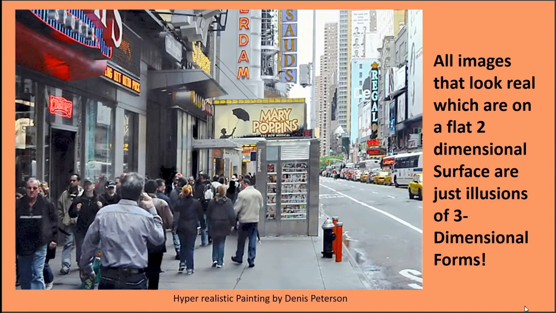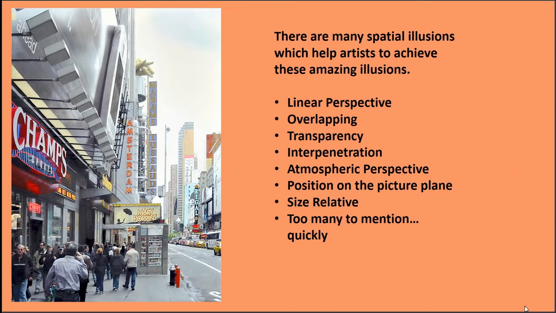First, we should talk a little bit about illusion, because that's what we're trying to do in drawing. All images that look real, which are on a flat two-dimensional surface, are just illusions of three-dimensional reality. There are lots of spatial illusions that help artists to achieve these depthful images. Things like linear perspective, overlapping, transparency, interpenetration, atmospheric perspective, positioning on the picture plane, size relative, and so many other things.